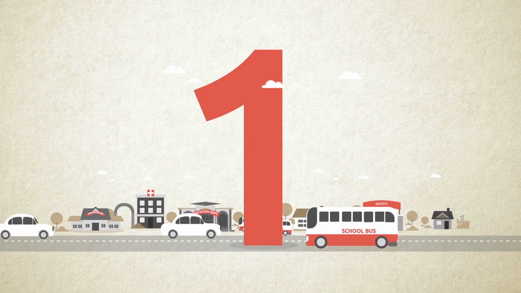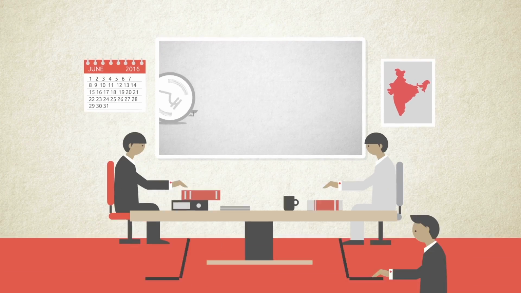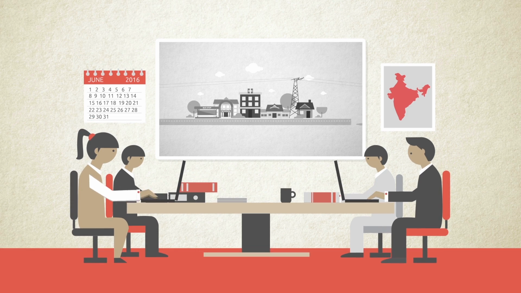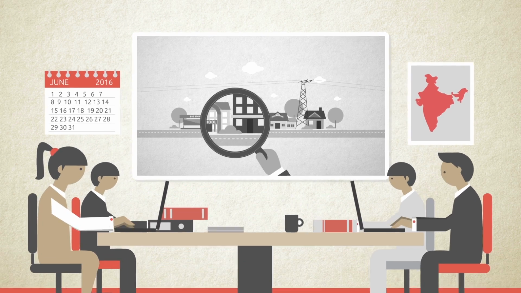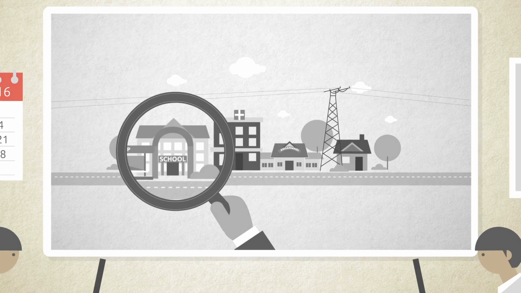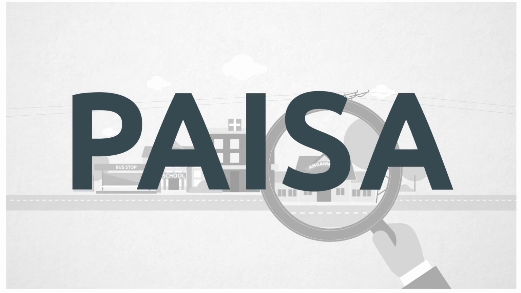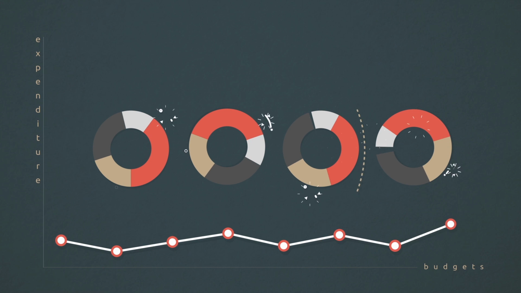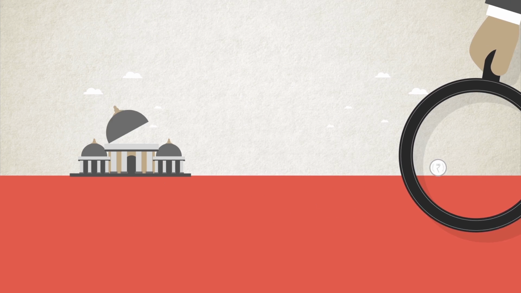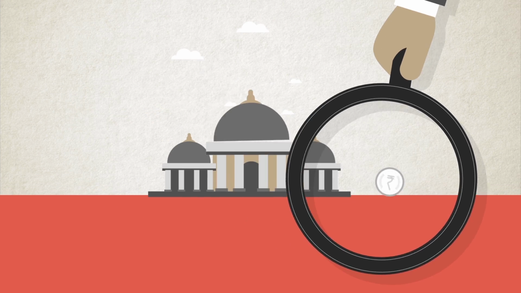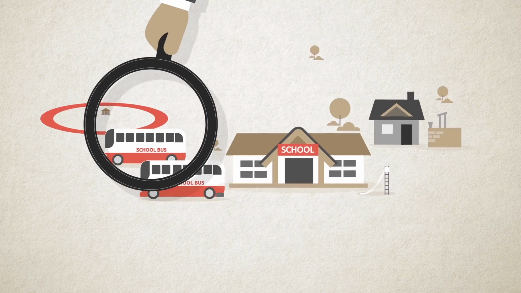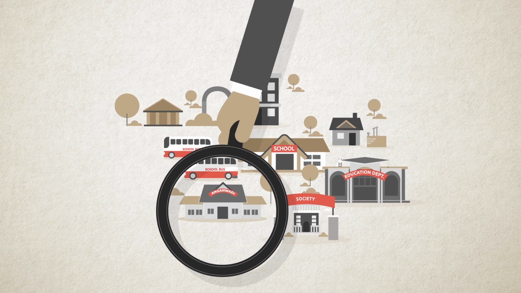The first step to building an accountable system is knowing where, when, and how money is spent, and whether spending decisions reflect ground realities. Accountability Initiative's PAISA project is an attempt to do just this. Through analysis of government budgets and expenditure tracking surveys, PAISA chases monies allocated for public services all the way from when they leave the union government's coffers to when they finally reach schools, local governments, and Anganwadi centers.